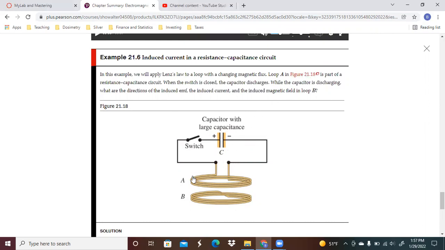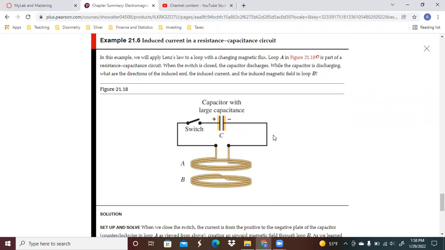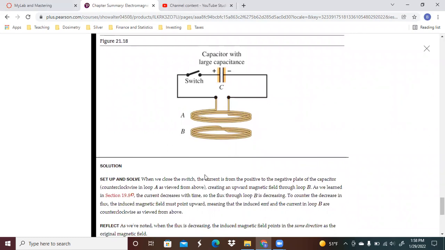We've got loop A, and that's part of a resistance capacitance circuit. When you close the switch, the capacitor discharges. While the capacitor is discharging, what are the directions of the induced EMF, the induced current, and the induced magnetic field in loop B? When you close that switch, the current is from the positive to the negative plate of the capacitor. It creates an upward magnetic field through the loop.